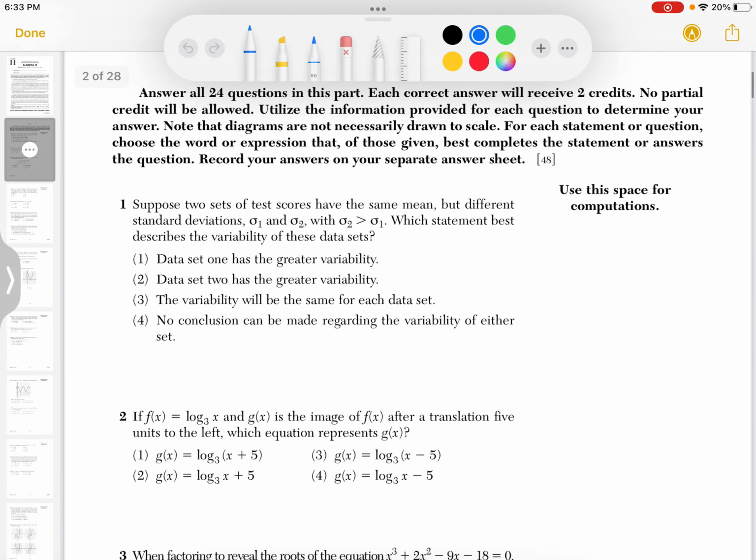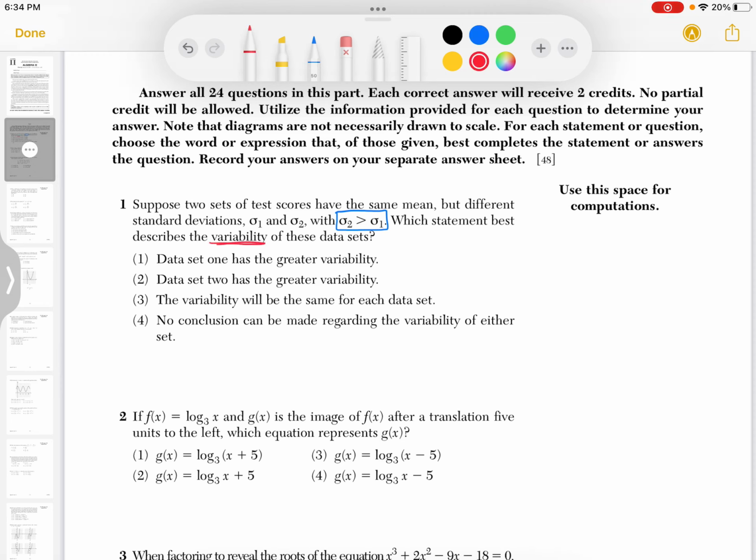All right, this is the January 2019 Algebra 2 exam. We're going to be starting with question number 1. It says, suppose two sets of test scores have the same mean but different standard deviations, and these are the standard deviation symbols. So there's standard deviation 1 and standard deviation 2 for the two different sets of data, with the standard deviation for the second one being greater than the standard deviation of the first set of data.